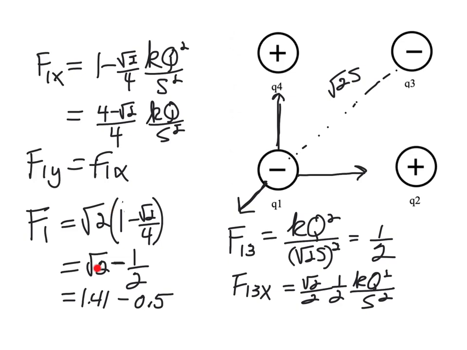So the square root of 2 times 1 is the square root of 2. And the square root of 2 times this is 2 over 4, which is a half. So the square root of 2 is 1.41 something minus a half. This comes out to be 0.9 something. So that's a reasonable answer. It is, in fact, the correct answer. And we're done.